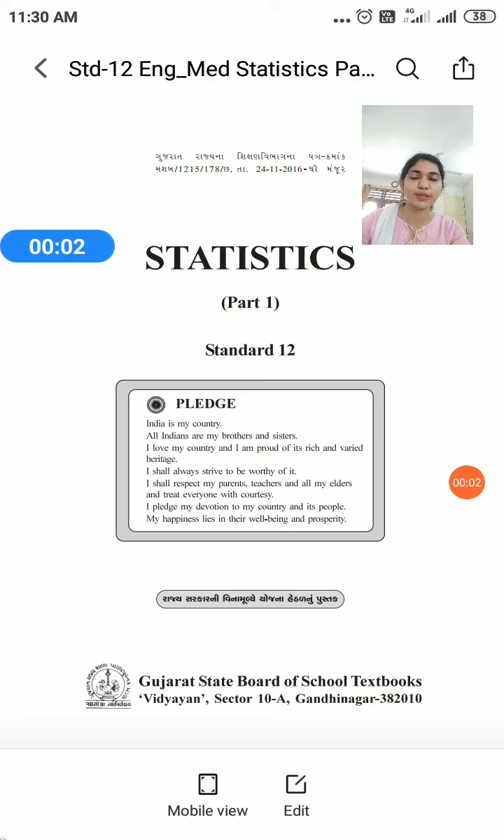Hello friends, good morning. In the previous lecture, we have studied about the fixed base index number and chain base index number. Today, we are going to see how to convert chain base index number into fixed base index number and how to convert fixed base index number into chain base index number.